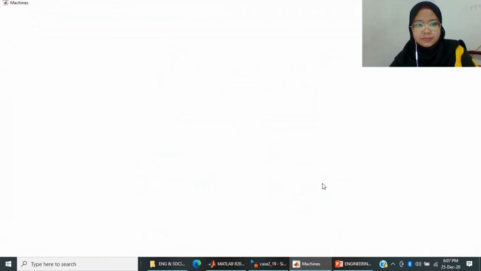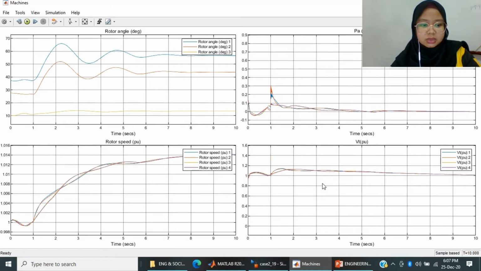Firstly, for the result, there are also three graphs that we observe here, which is the rotor angle graph, rotor speed graph, and voltage graph. From the rotor angle graph, the rotor angle of generator 1 and generator 2 was marginally unstable for about 5 seconds, while generator 3 remains stable.